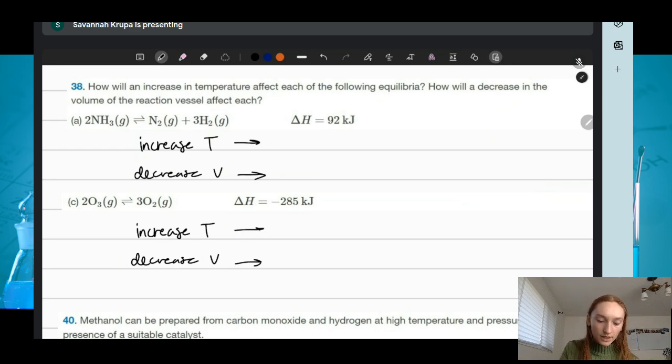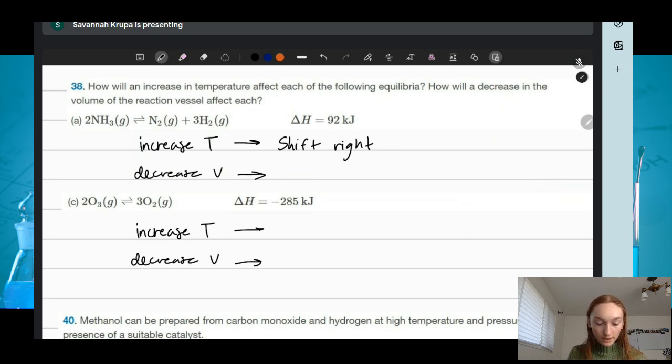Okay, so when we increase temperature for this one, we are going to shift right. It's as simple as that, because we are increasing the temperature, which is more likely to make more of the products, because we'll have more energy. Because this is a positive enthalpy, it'll need more energy to make the products. And since it's giving it to us, then it'll proceed with making the products.